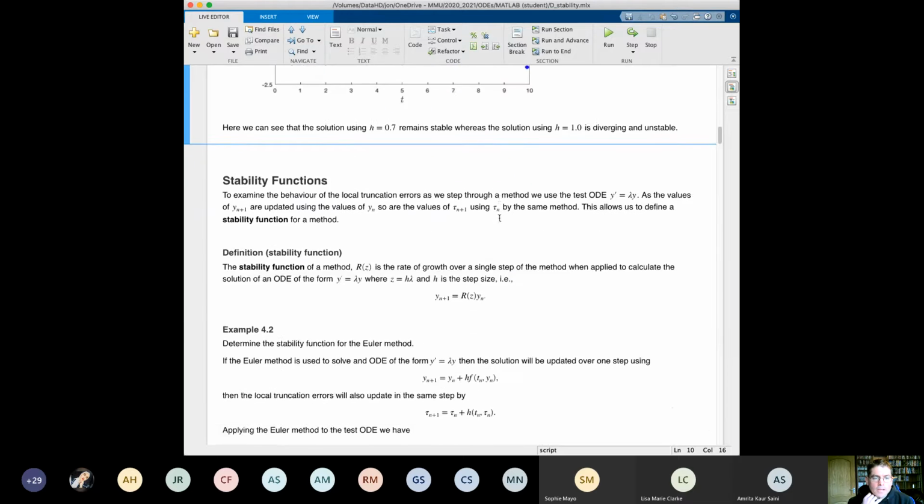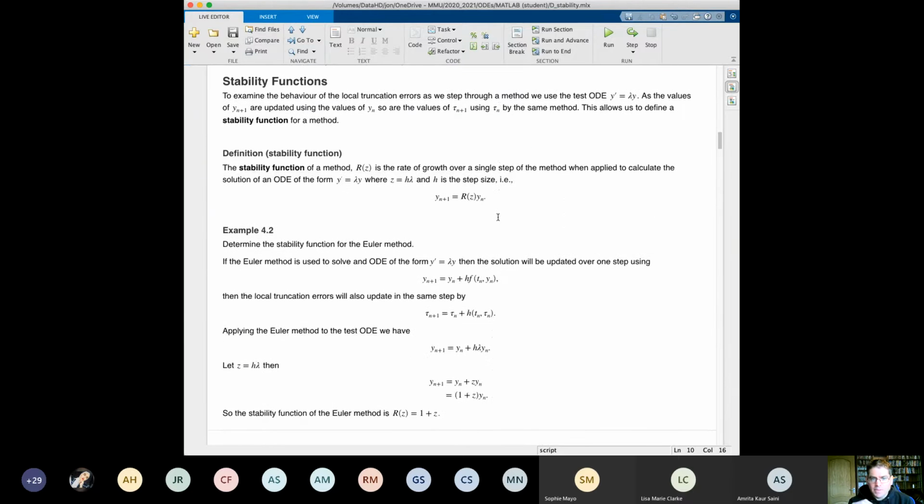Okay. So the way we examine the stability of a given method is we use what we call a test ODE. So this is y dash equals lambda y. So this is this here. Okay, first order ODE, it's also what we call an autonomous ODE in that it doesn't have the variable t there. Now, the reason we're using the test ODE is for simplicity. So it allows us to simplify our analysis.